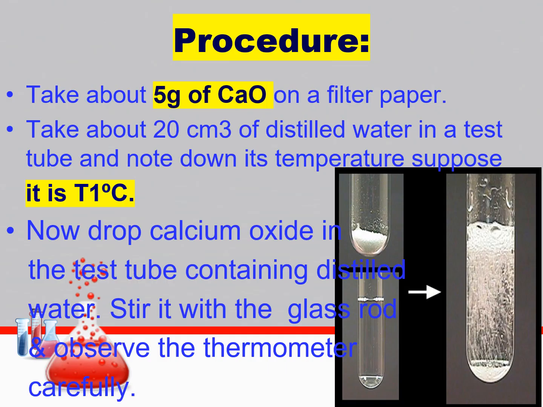Procedure is simple. Take about 5 gram of calcium oxide on a filter paper. Take about 20 centimeter cube of distilled water in a test tube and note the initial temperature. Suppose it is T1. Now drop calcium oxide in the test tube containing distilled water. Stir it with the glass rod and observe the thermometer carefully.